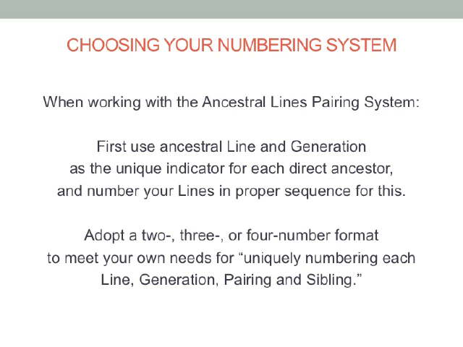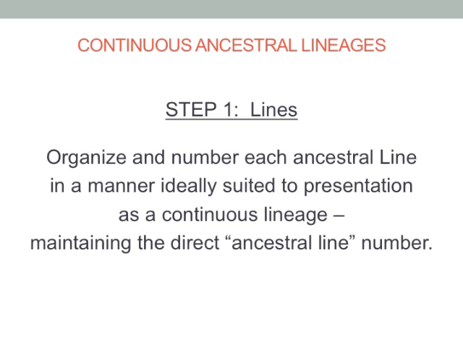It's important to remember that you're making choices here. First, you would begin with the ancestral lines and generations as a unique indicator, but then you can adopt expanded systems, uniquely numbering each line, generation, pairing, and sibling as you choose.